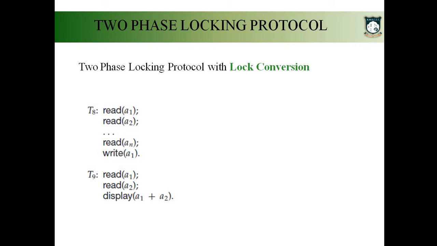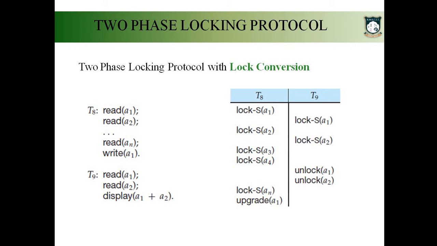In this example, you can see T8 is reading A1 and other data items also, but only in the later stage, in the last stage, it is doing some updation in A. If you lock it in exclusive mode, then no other transaction can use the data item A1. To avoid that, you can lock it in shared mode, and whenever you want to update it, at that time you can just upgrade the mode.